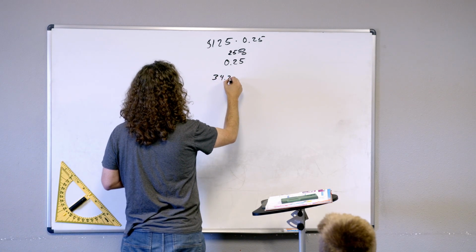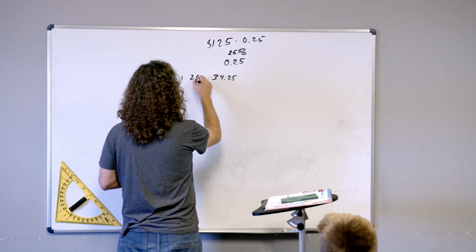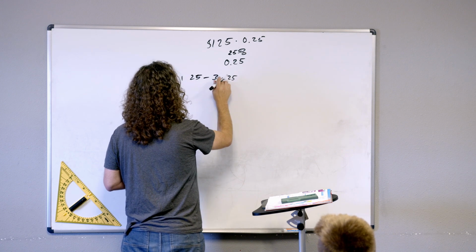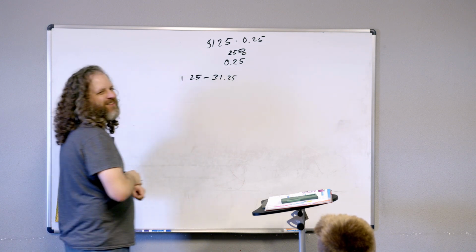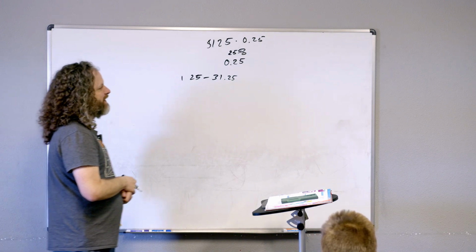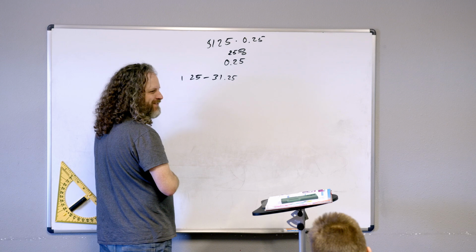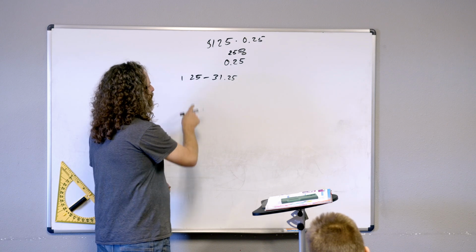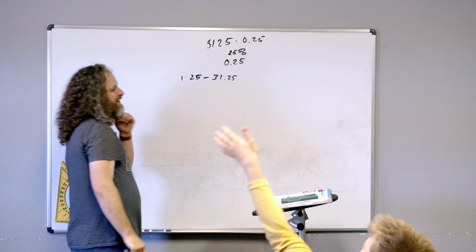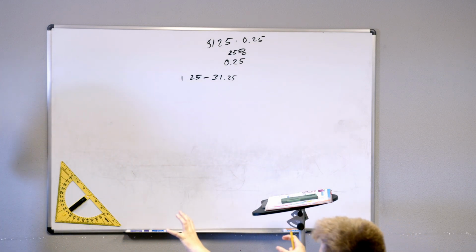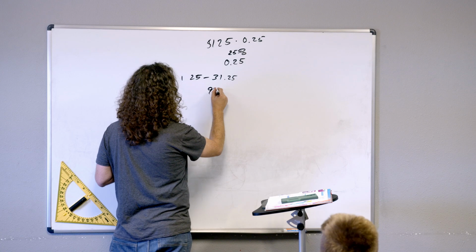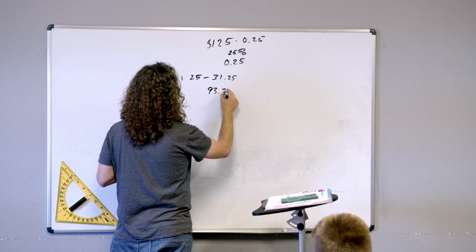Did you say 34? I said 31. Now you're mumbling. Sorry, or I just have old ears, I don't know. So 125 minus 31.25? Then 93.75. $93.75. There you go.